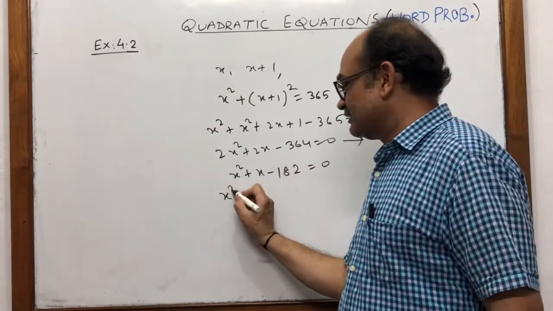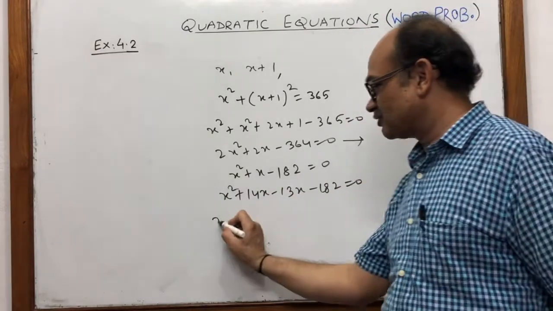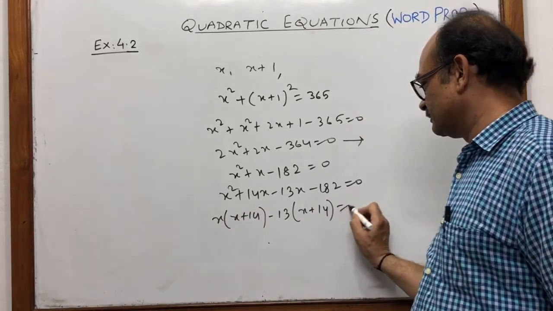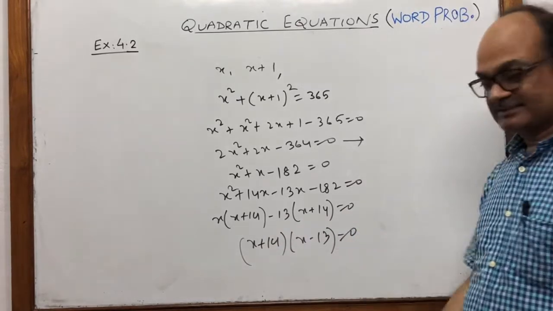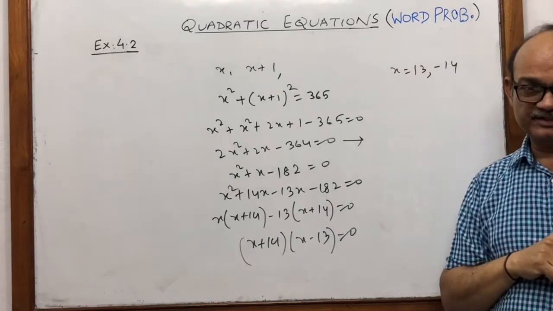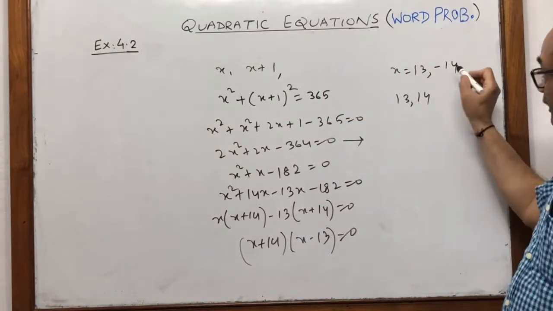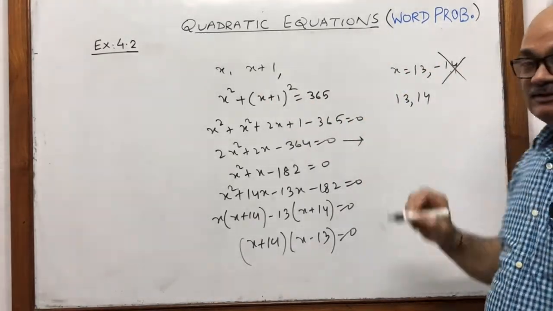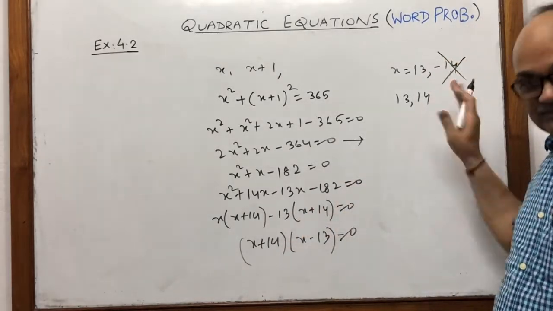So here we have to write x square, 14, 13, 182. x common, x plus 14, 13 common, x minus 13. So x plus 14 and x minus 13 are the two factors. Now tell me what are the answers? 13 and minus 14. If x is 13, numbers are 13 and 14. And if x is minus 14, we'll get negative numbers. But what is given in the question? Two positive consecutive numbers. That's why this answer is rejected. Correct?